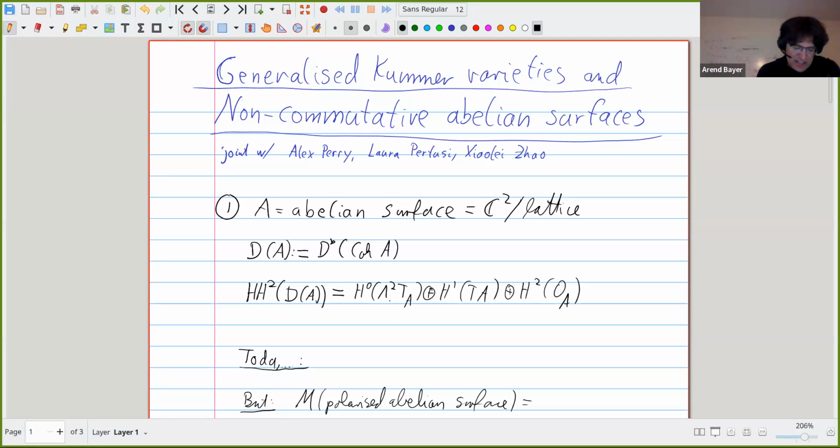The first are deformations introduced by some two-form. The second are deformations of A not as an algebraic variety but as a complex manifold, and H^2 of O_A are gerby deformations. The ranks of these are easy to compute because T_A is trivial on an abelian surface. So these are 1, 4, and 6, and altogether we get a 6-dimensional space of deformations.